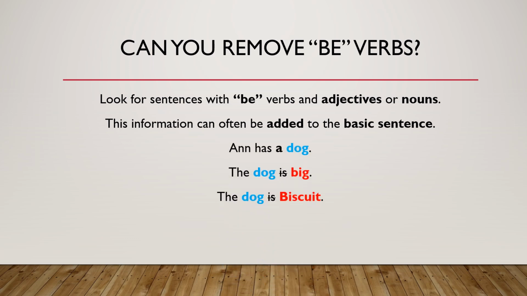Anne has a dog. The dog is big. The dog is Biscuit. The first sentence has the word dog. This can be our base sentence, Anne has a dog. The next two sentences have information about this dog. We have an adjective and we have another noun and only be verbs. If you cut the be verbs, it's possible to add this information to the basic sentence. What do you think? How would you join these three?